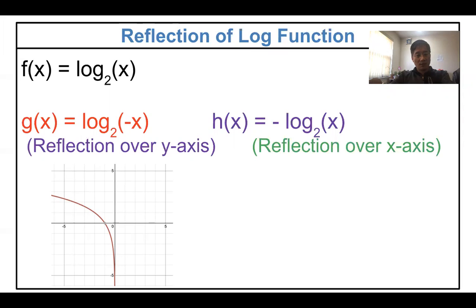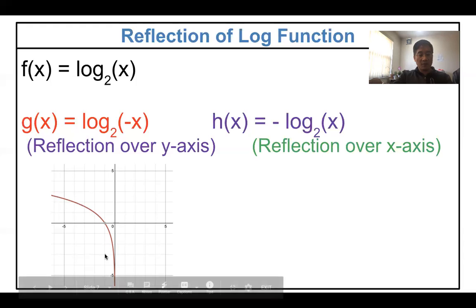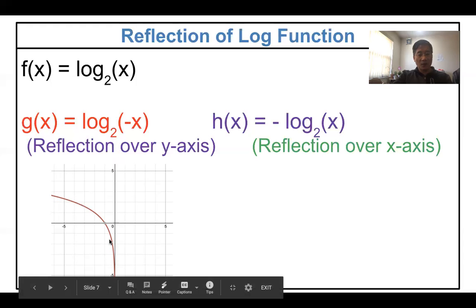So do you see that? For g of x, the log function was here this way, right? But now when you put the negative in the x, it became this way, which means it reflected over this line, the y-axis, which is x equal to 0. The shape was like this. Now look at this. The vertical asymptote is still the same, x equal to 0. It's a reflection over the y-axis. So when you have a negative inside the parentheses.